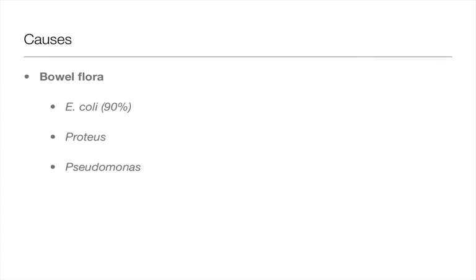So what are the causes of a UTI? Well, it's usually the result of the bowel flora entering the urinary tract via the urethra. The commonest cause is E. coli, and it's responsible for about 90% of UTIs, followed by Proteus and Pseudomonas infections. Proteus infections are more common in boys, and Pseudomonas infections indicate that there's a structural abnormality in the urinary tract affecting drainage.